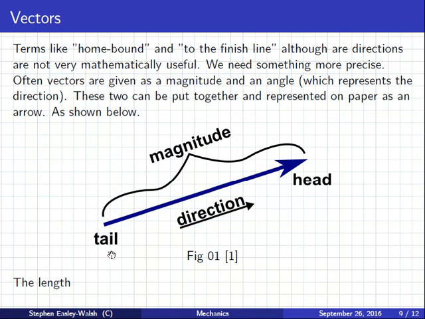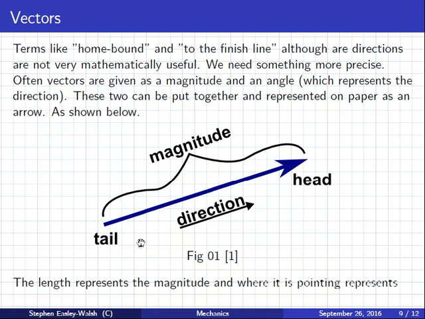This is called the tail of the vector and this is called the head of the vector. So this I would like you to draw for the vocabulary. The length represents the magnitude and where it's pointing represents the direction. Got that?